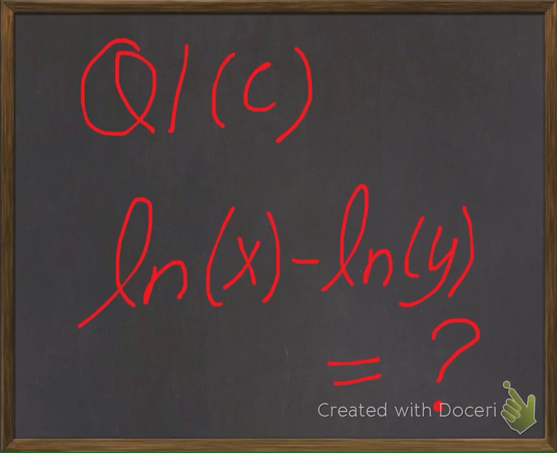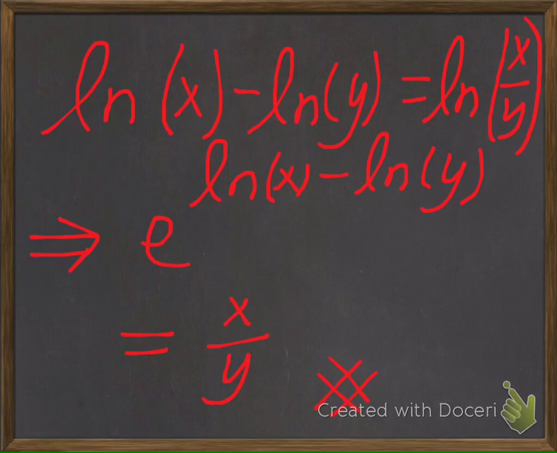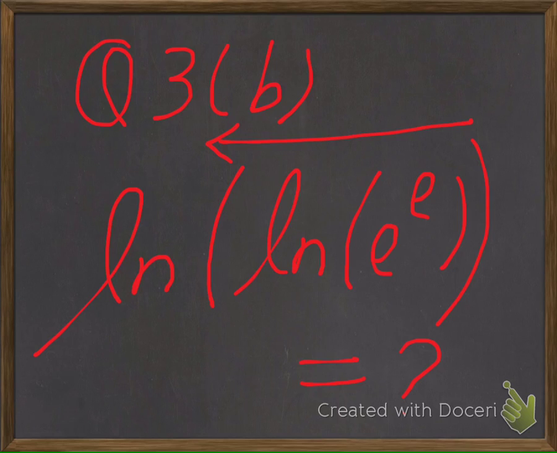Okay, so question 1c now. To solve question 1c, ask ourselves what is ln x minus ln y. To simplify the two ln into one ln, we have ln(x over y), and therefore the answer for e to the power (ln x minus ln y) equals x over y. Any problem so far? Or so far so good?